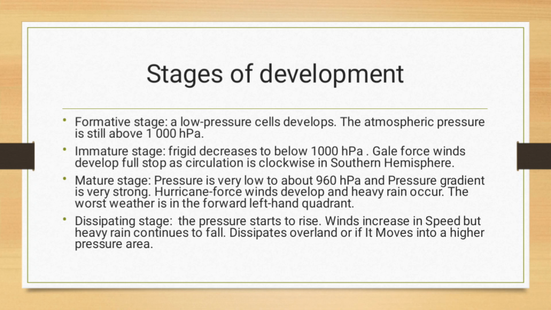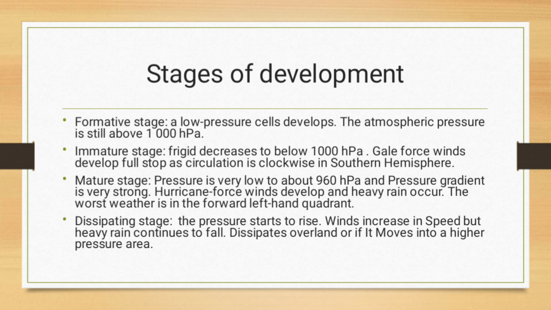Then the last one is the dissipating stage. This is the later stage when the energy is being reduced. So the pressure starts to rise. So when the pressure starts to rise, the wind also increases in speed, but the heavy rains continue to fall. So it dissipates over land, or it moves into a higher pressure area.